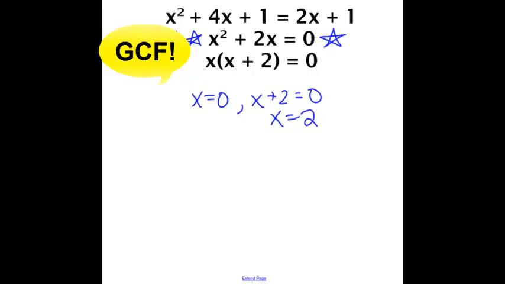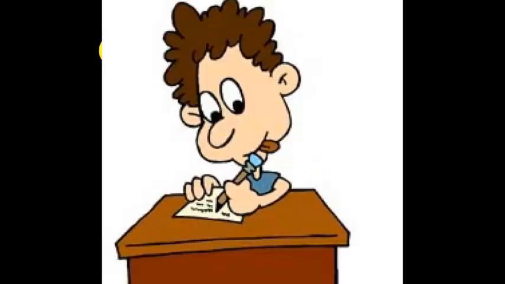And then you do have to go back and solve for y. So when x equals 0, y equals 1. So I'm going to write that solution, (0, 1). When x equals -2, I plug in and I get (-2, -3). You have a couple more there to solve. Go ahead, solve them on your own, and come back and check your answers.